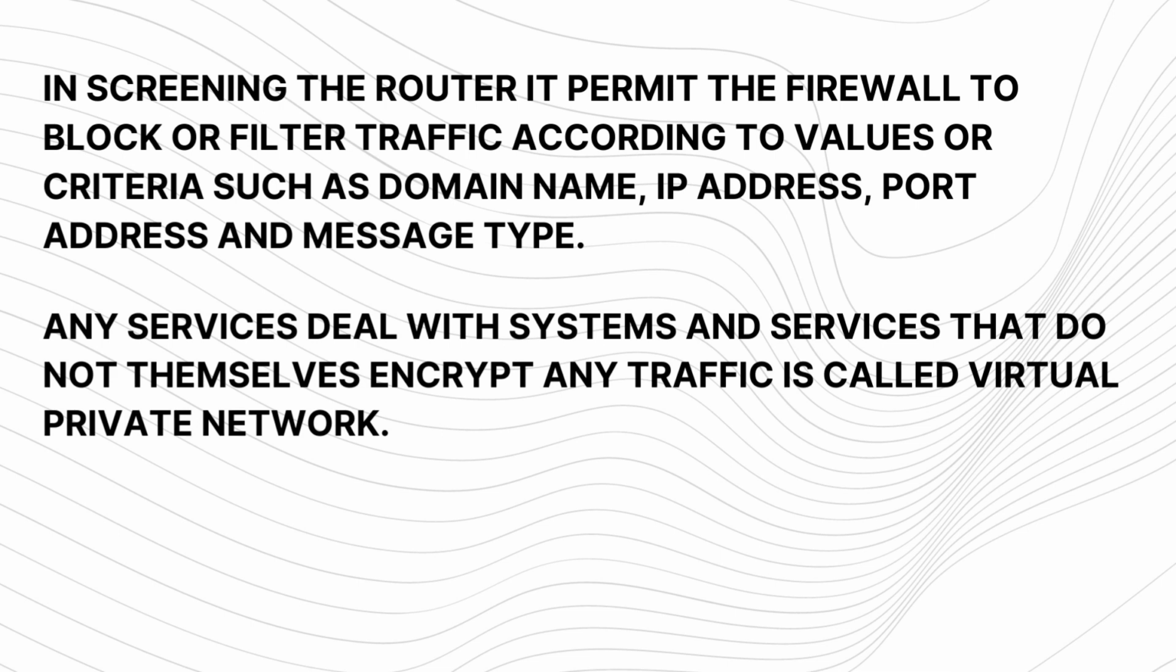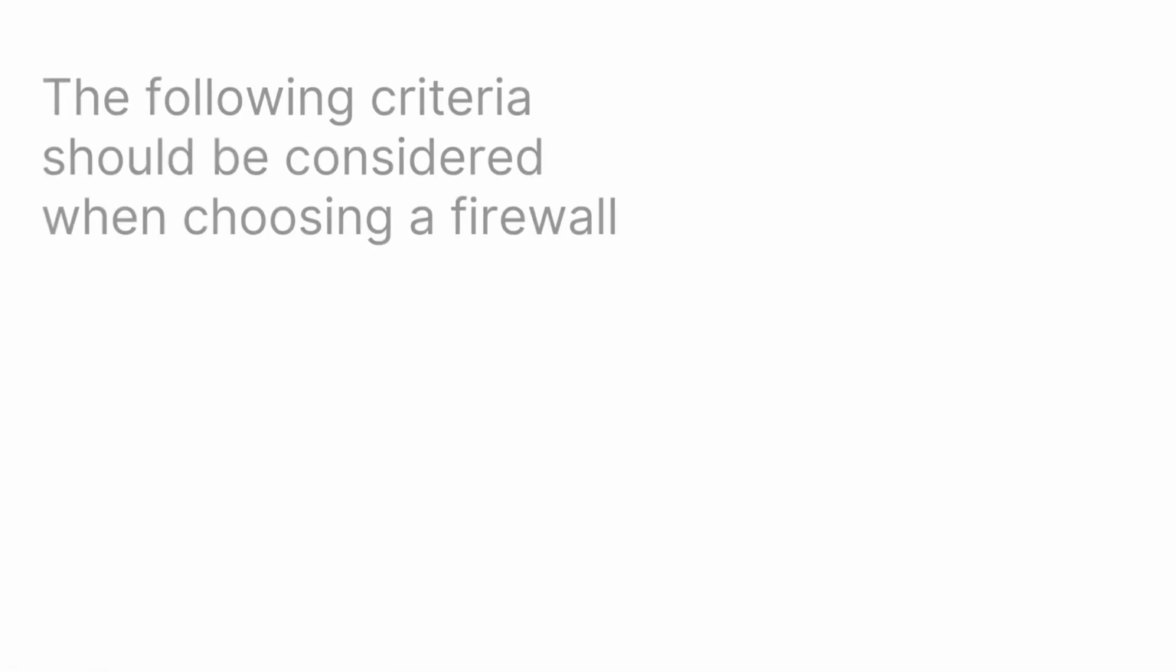Screening the router permits the firewall to block or filter traffic according to values or criteria such as domain name, IP address, port address, and message type. Any services that deal with systems and services that do not themselves encrypt any traffic is called a virtual private network.